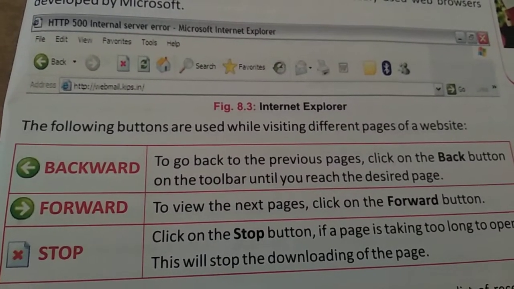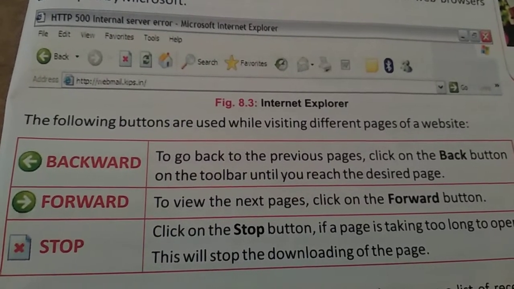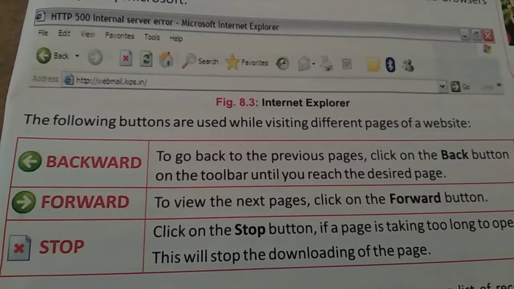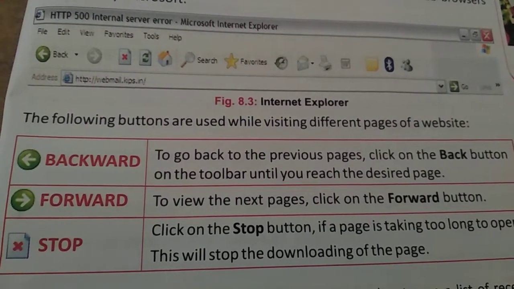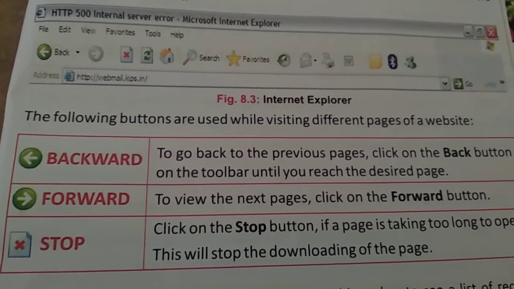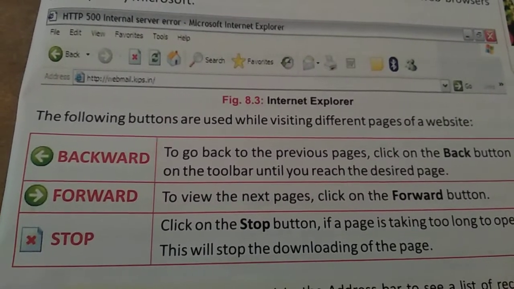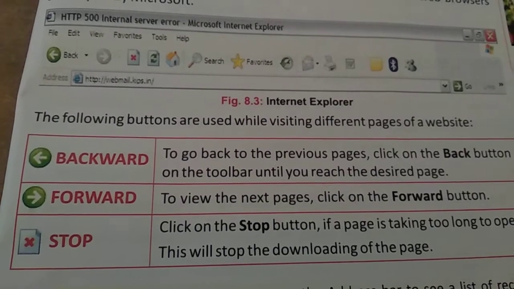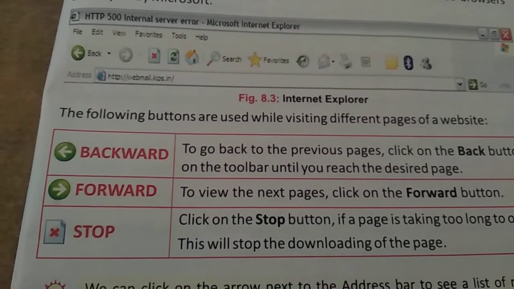To view the next pages, click on the forward button. If you want to go to old pages, you will go previous, which means you will use the backward button. And if you want to go to a new page, then you will use the forward button. Sorry. So the forward button for a new page and the backward button for the old page.